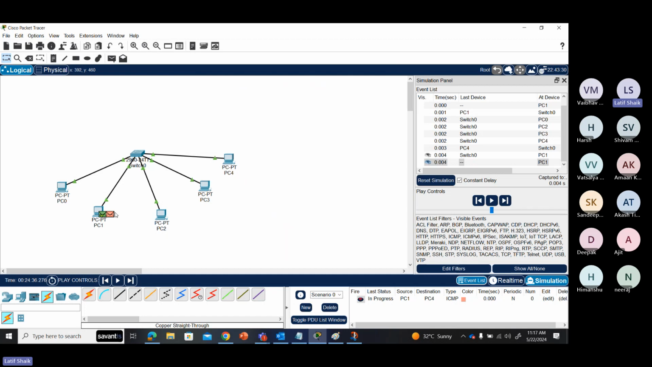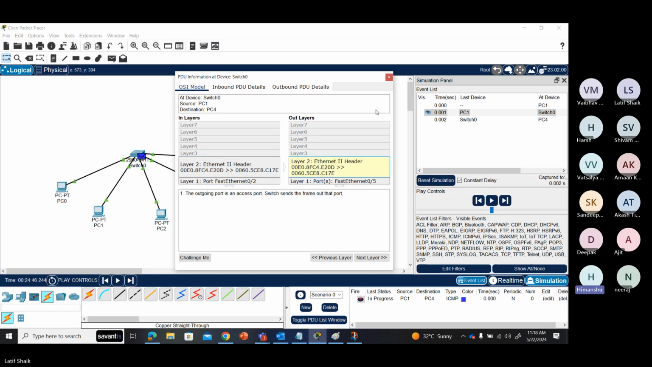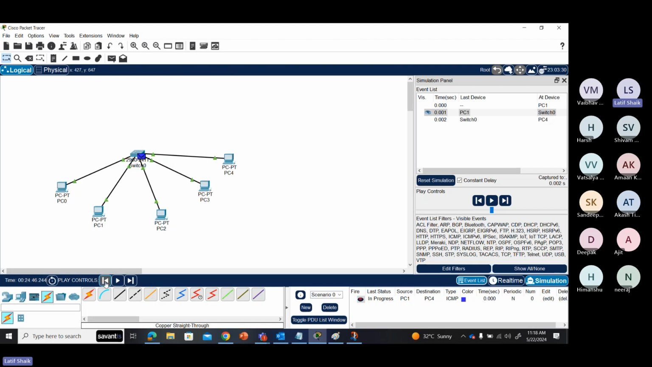The first time when we sent a packet from here to here, it did a broadcast. Remember that point. Now see, I'm doing the same thing again. This is the second time I'm communicating from the same PC1 to PC4. First time I communicated, this is the second time. So the packet went to the switch and the packet went to PC4. Why is it not a broadcast? Because the switch already has the addresses. So I'm going one more step back.